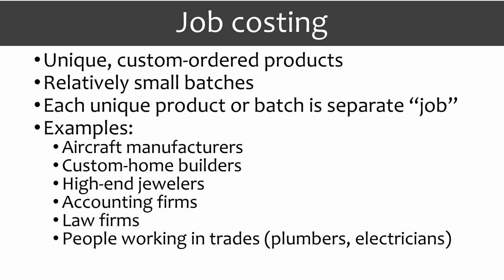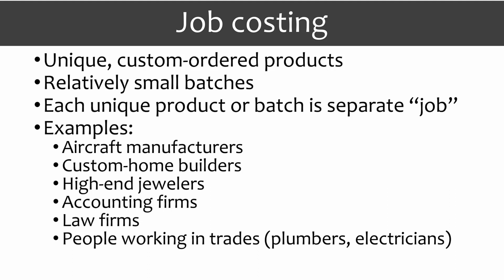Then we come to job costing. Job costing we use for unique custom ordered products. These are made in relatively small batches. Each unique product or batch of units is considered a separate job. Different jobs can vary considerably in direct materials, direct labor, and manufacturing overhead costs. So job costing tracks these costs separately for each individual job.